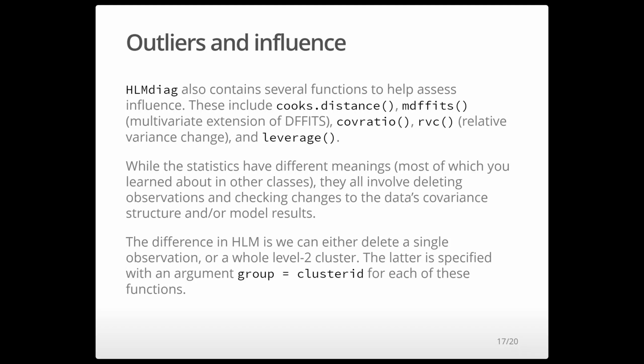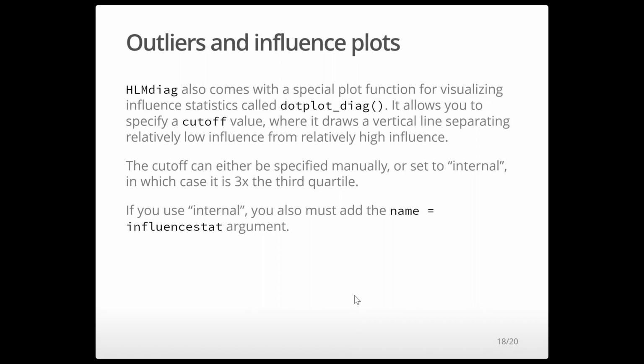So we can do the level 2 version by specifying the group argument equals our cluster ID. And we also have a nice plot function in HLM-Diag called dot plot diag, which allows you to specify a cutoff value, which essentially draws a vertical line separating relatively low influence from relatively high influence. And the cutoff can either be specified manually, or you can set it to internal. If you set it to internal, it'll be 3 times the third quartile. And you also have to include the argument name equals, and then you have to name the influence statistic you're using if you do the HLM-Diag plot.